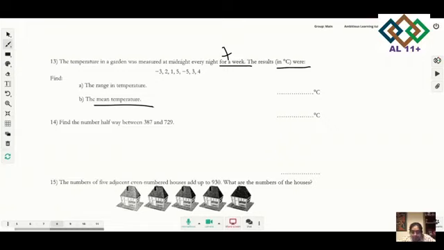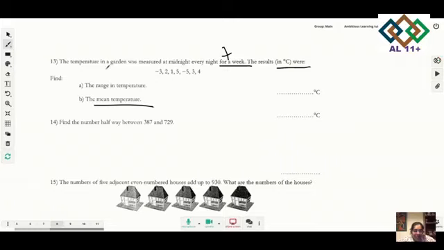You know what range is? Any one of you? If you're stuck in this, range is the difference between the biggest and the smallest number. So when you do that, you can get your answer for this one. What do you think the answer would be? If you're done, we can go with the answers.